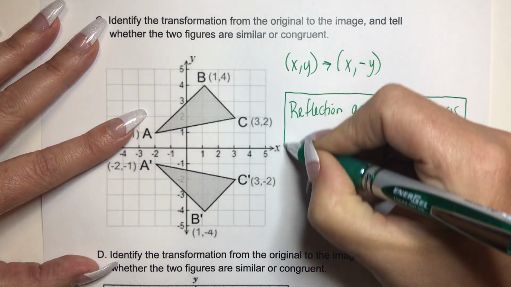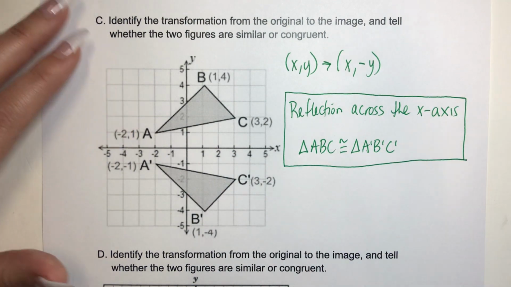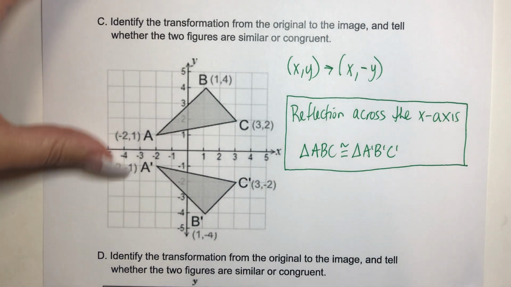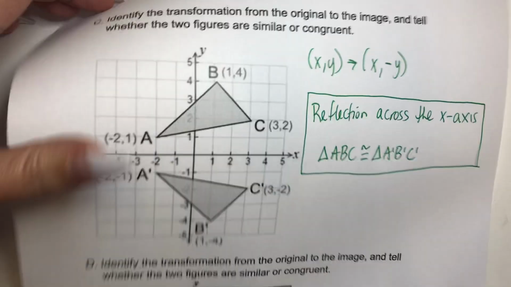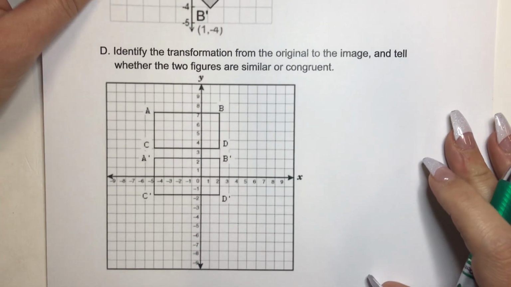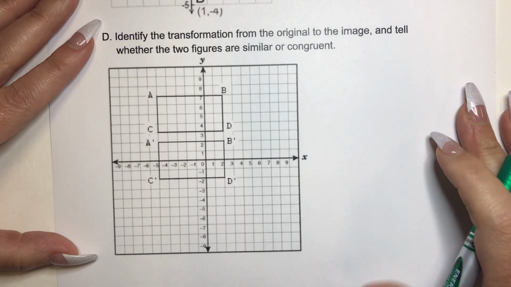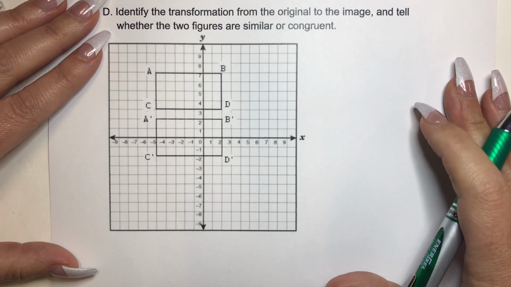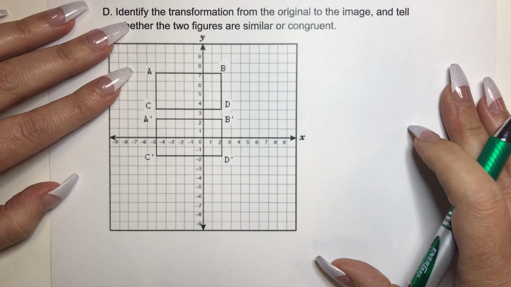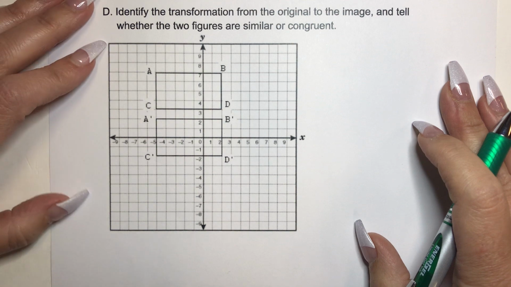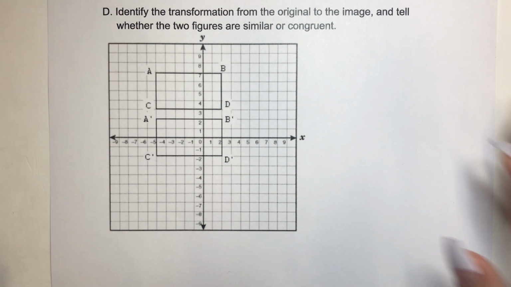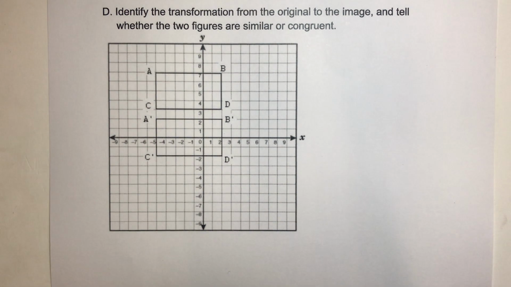All right, there we go. Okay, and on to this next one. So this D, this is a little different. We're moving beyond triangles and looking at quadrilaterals, four-sided figures. So we're just going to identify the transformation from the original to the image and tell whether the two figures are similar or congruent. So looking at this, what do you think?